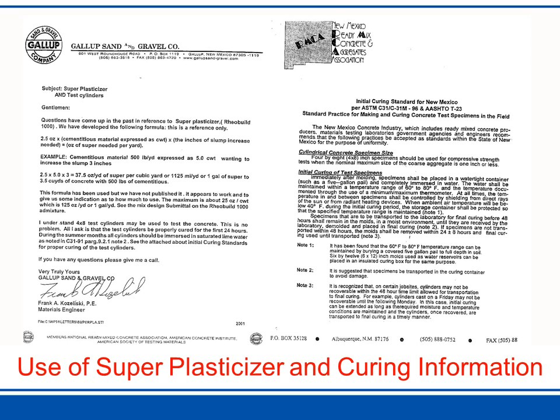We would add 3 gallons of super plasticizer, and the slump would get up to about an 8-inch slump, and we had no problems with it. It was a way of measuring how much super you needed, because you never changed the water-cement ratio. And then we included some information about the initial curing standards in New Mexico, and this was put into the mix design submittal so that everybody knew we wanted the cylinders to be properly made during the first 24 hours, or 48 if done on a weekend.